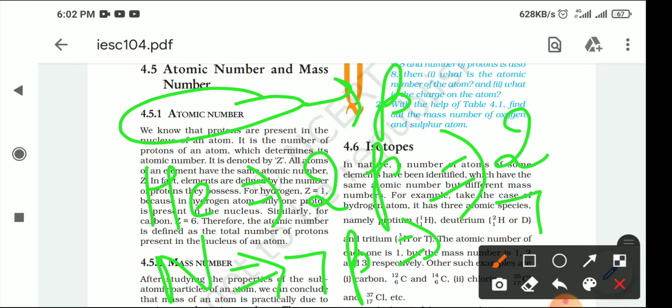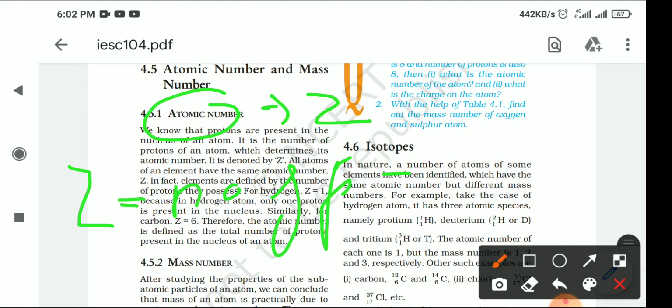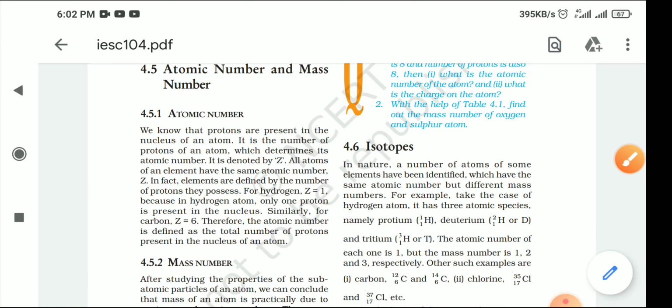Now, as you know, an atom is electrically neutral. That means as much positive charge as there is, the same amount of negative charge will be there to nullify the effect. So the number of protons is always equal to the number of electrons. In simple form, atomic number is represented by capital Z. So atomic number equals the number of protons equals the number of electrons. Clear? Okay.